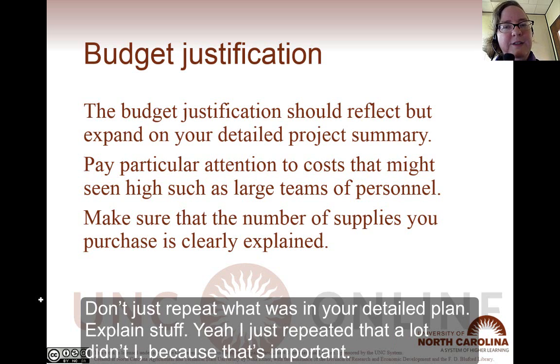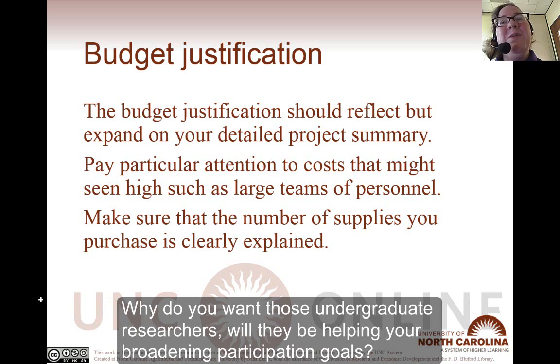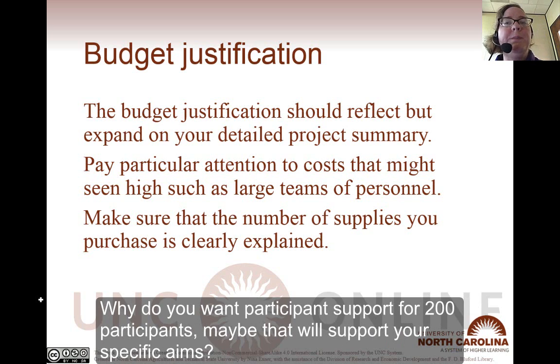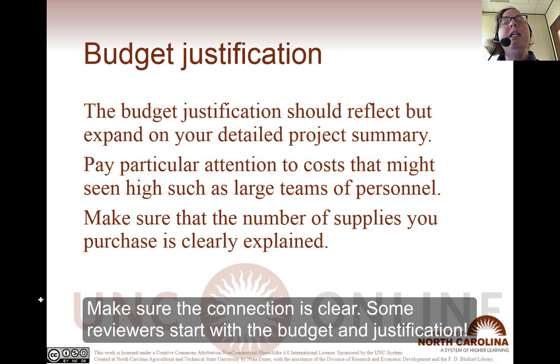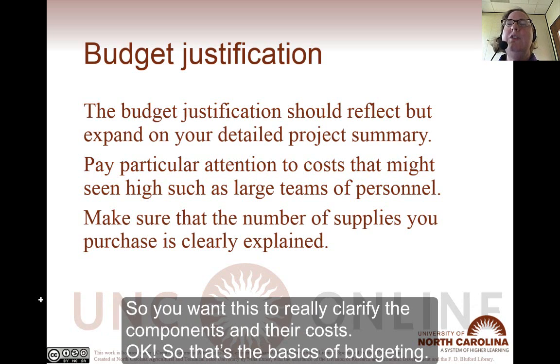Explain stuff. Yeah, I just repeated that a lot, didn't I? That's important. Why do you want those undergraduate researchers? Will they be helping broadening participation goals? Or why do you want participant support for 200 participants? Maybe that will support your specific aims? Make sure the connection is clear. Some reviewers even start with the budget and justification, not the narrative. So you want this to really clarify the components and their costs.